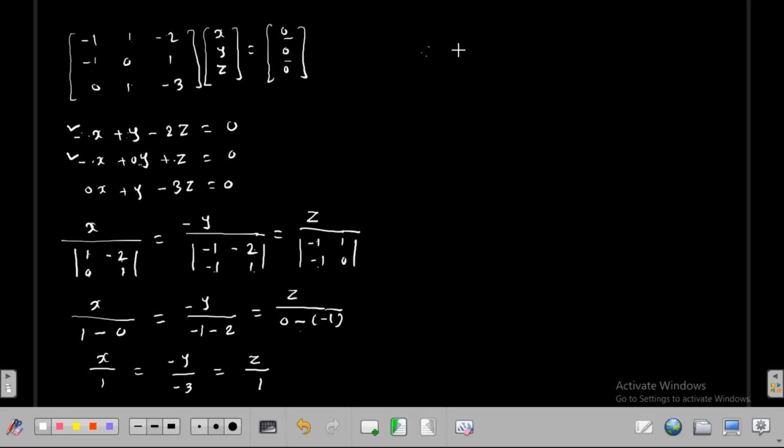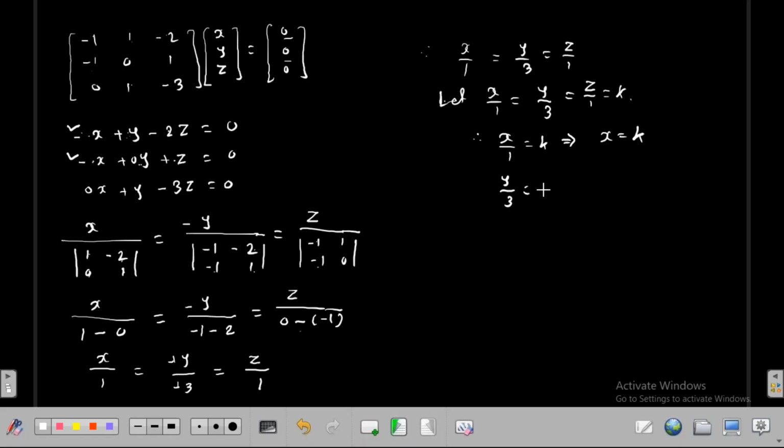So therefore x by 1 equal to y by 3 equal to z by 1. So let x by 1 equal to y by 3 equal to z by 1 equal to k. Now x by 1 equal to k, so x equal to k. Now for y by 3 equal to k, this implies that y equal to 3k. Now last, z by 1 equal to k. This implies that z equal to k.